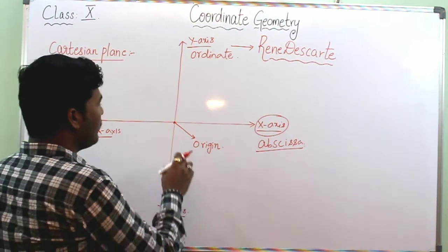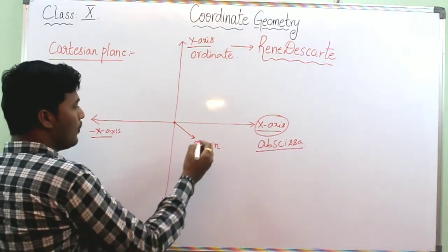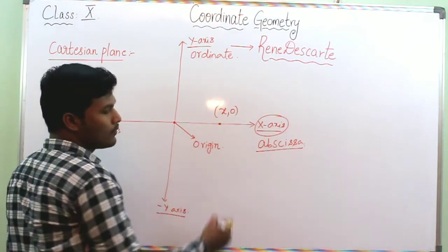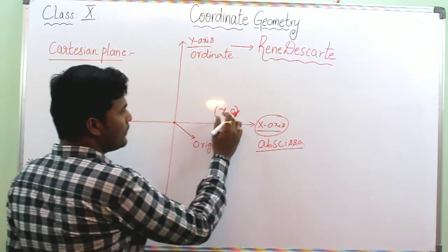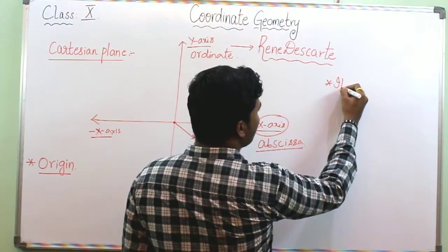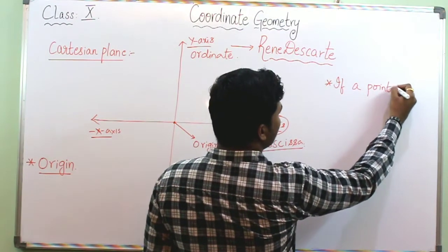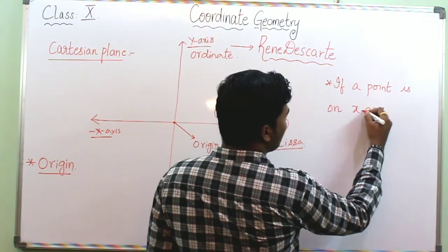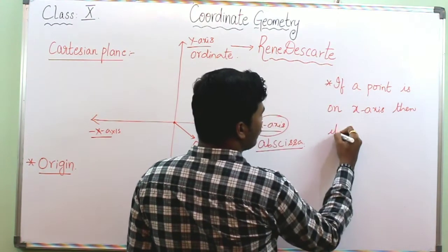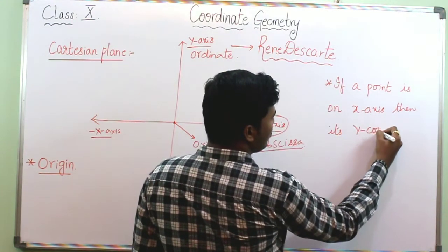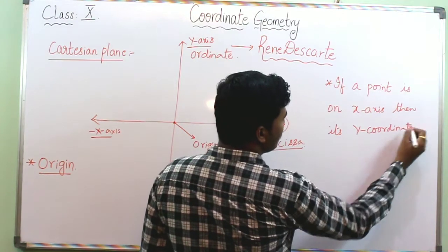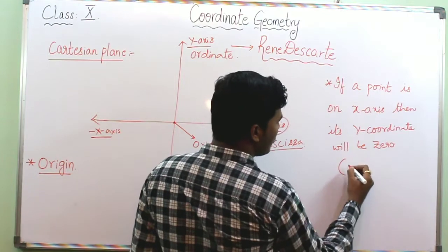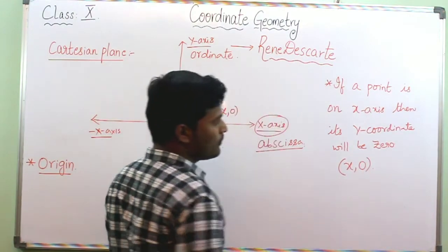If I have a point only on the x-axis, then it is represented by (x, 0). This is very important. If a point is on the x-axis, then its y coordinate will be 0. It is represented as (x, 0).